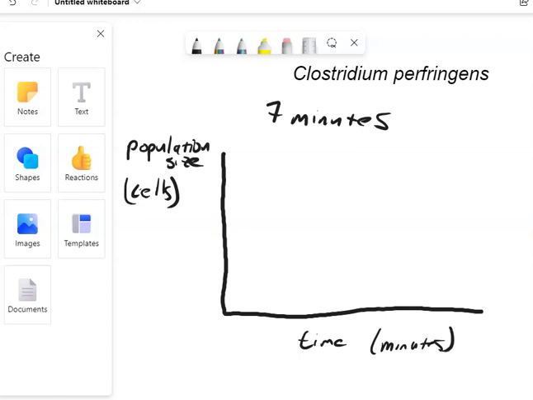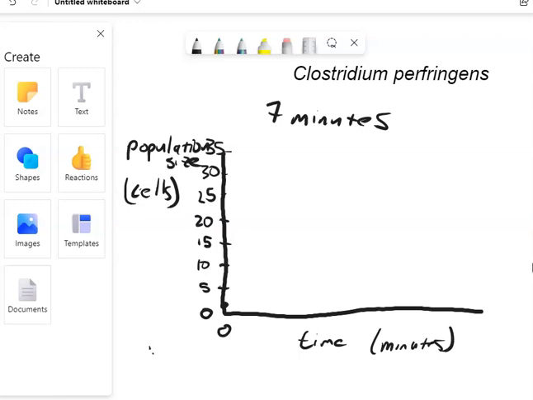So let's say that at time 0, we have one cell. So on this axis, we can go 0 up here. Sorry, I'm writing over my own writing. Sometimes you have to do what you have to do, you know what I mean? So at time 0, we'd have one cell of Clostridium perfringens.